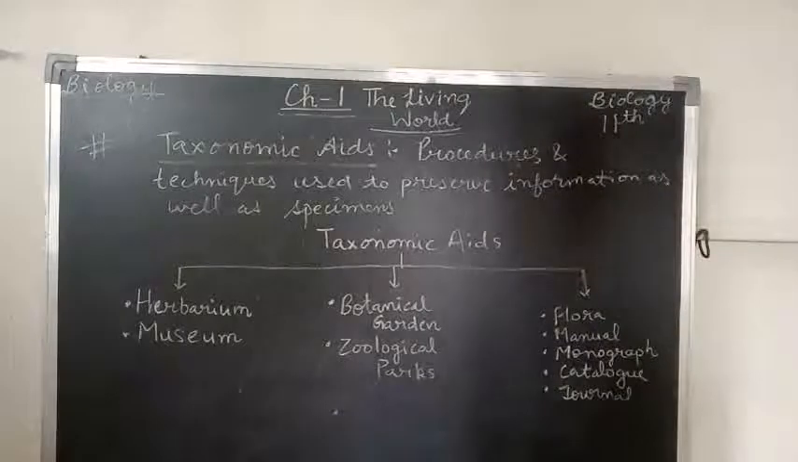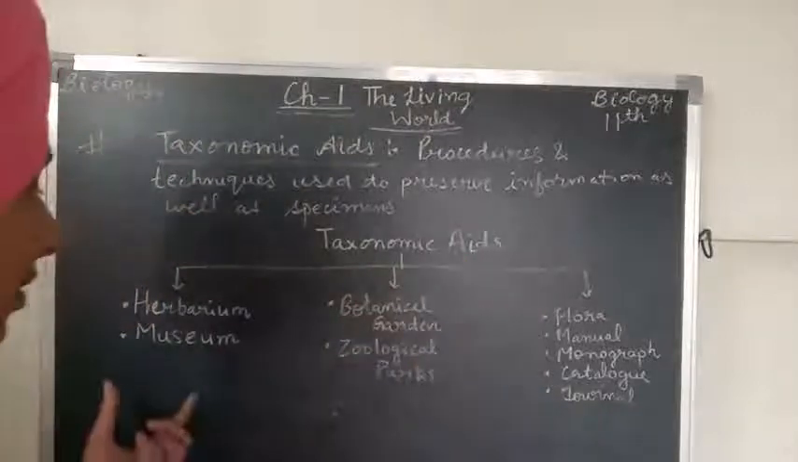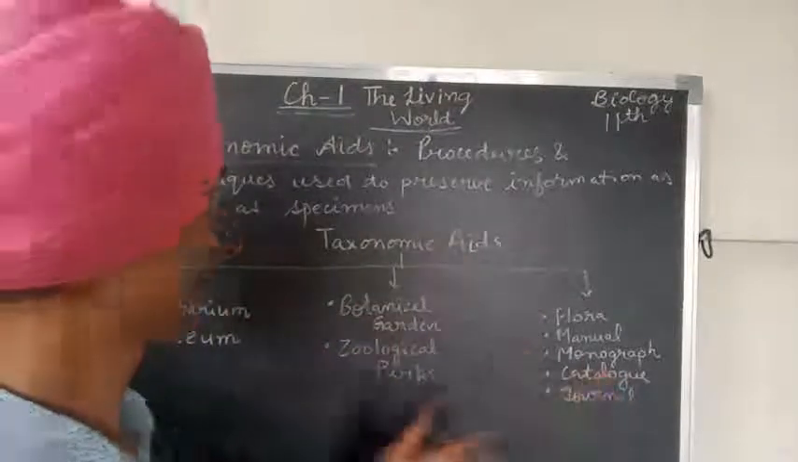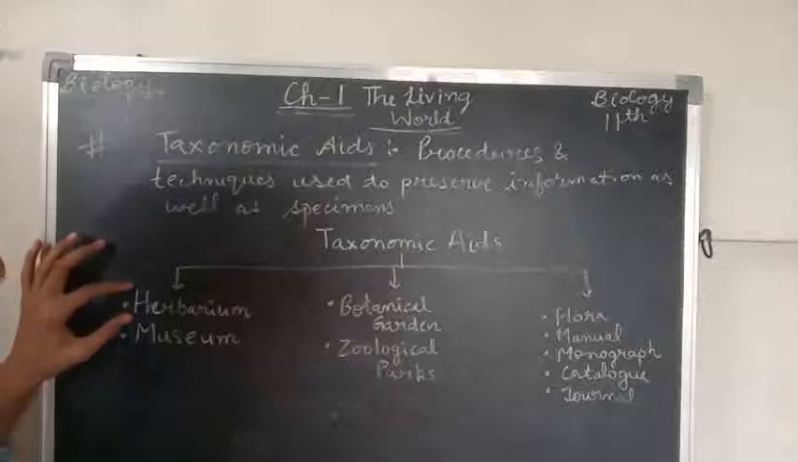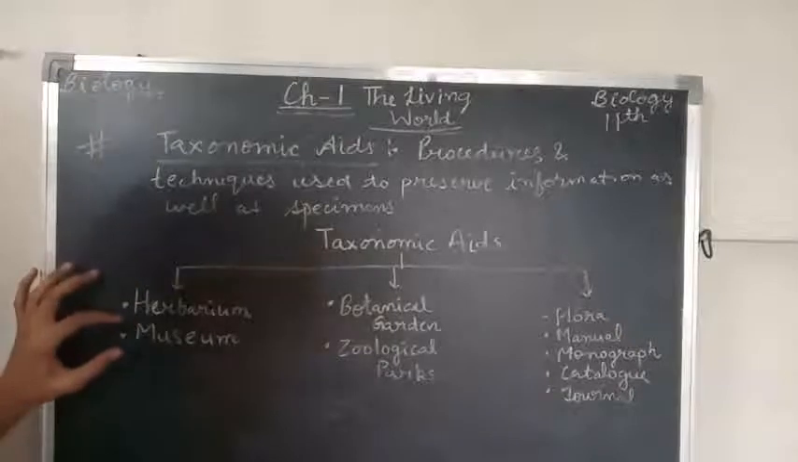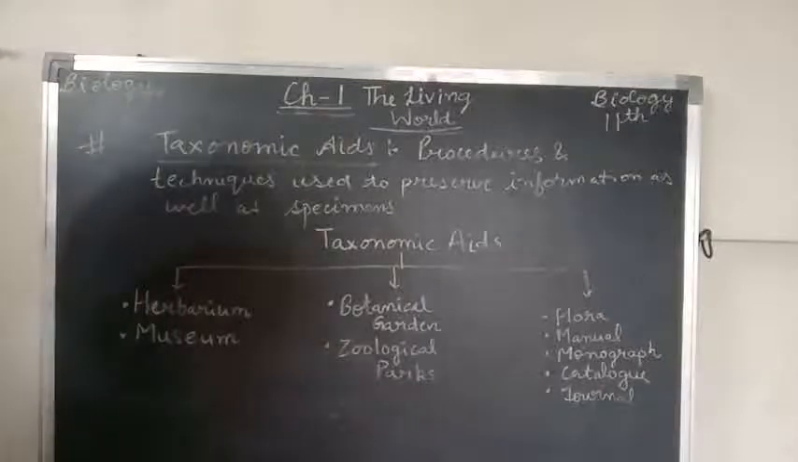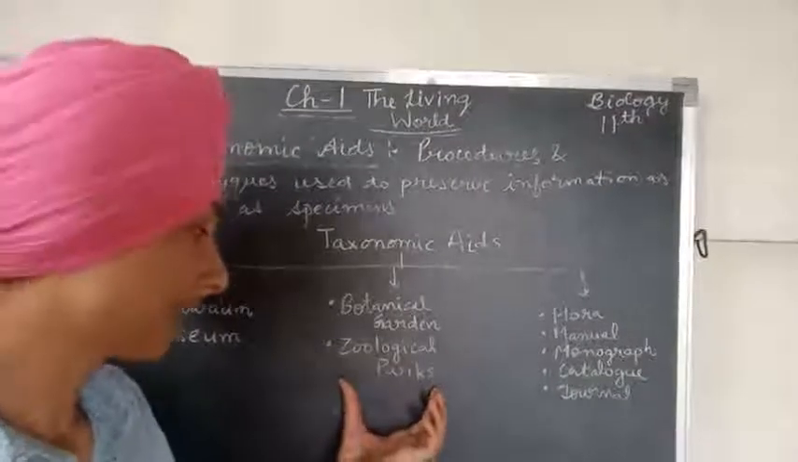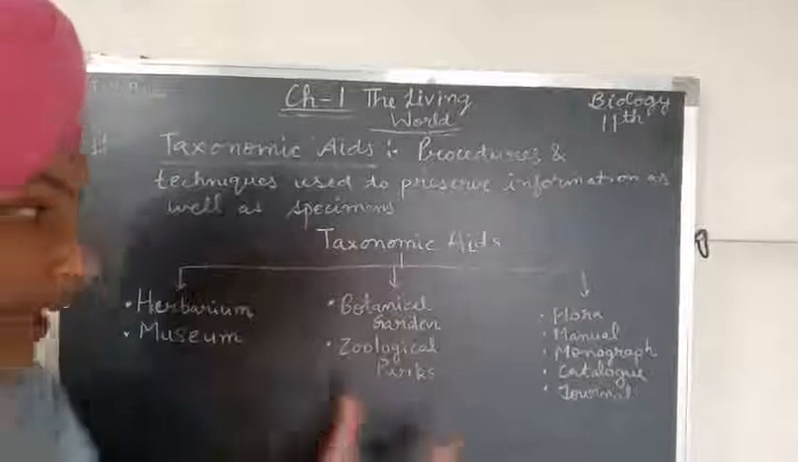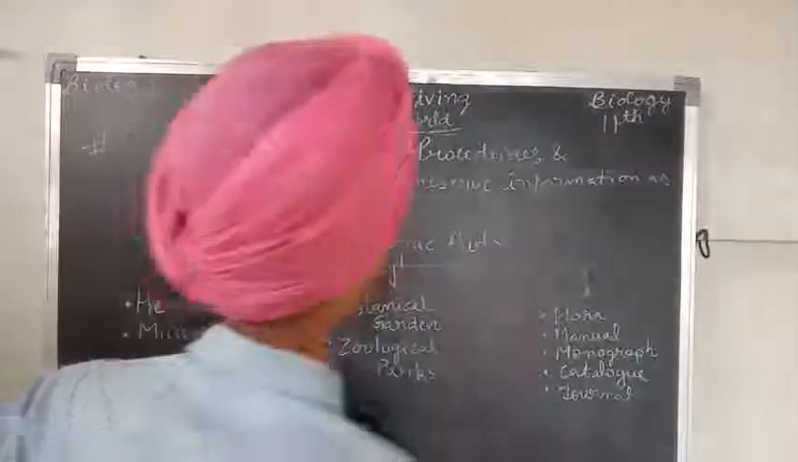Please write down this. Taxonomical aids are classified into three categories. Herbarium and museum: herbarium is used for the preservation of dried plants, and museum is an exhibition for the specimens. Botanical gardens for living plants, and zoological parks for living animals. These are the sources of information. So let us discuss these three categories.